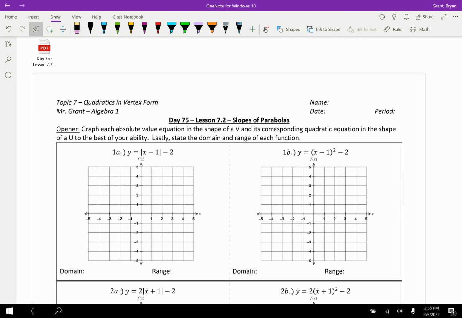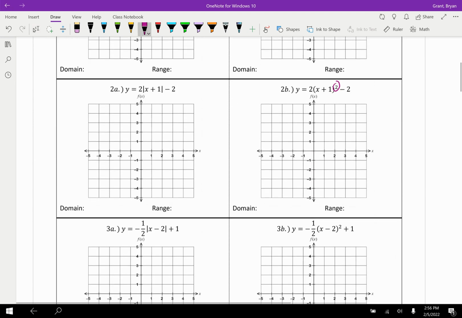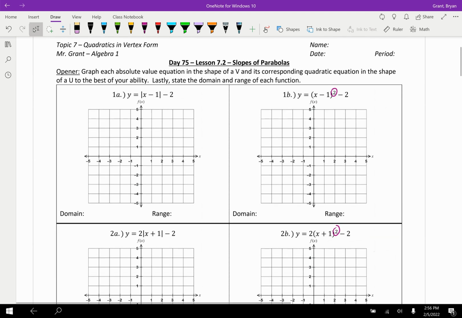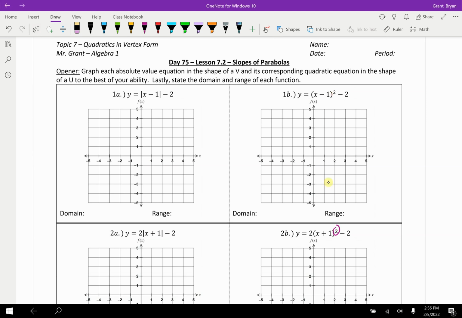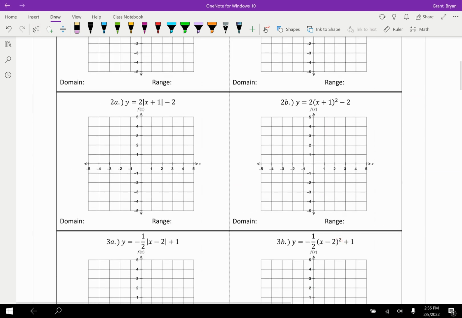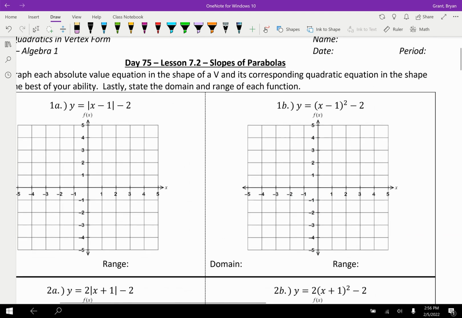Hopefully you're spying that square that's hanging out with each of these quadratic equations. We see those in all the b versions of the problems, 1b, 2b, 3b. However, 1a, 2a, 3a and 1b, 2b, 3b actually look very, very similar, don't they? If you examine 1a and 1b, they actually have the same numbers in there, x minus 1s, and then there's a minus 2 at the end.